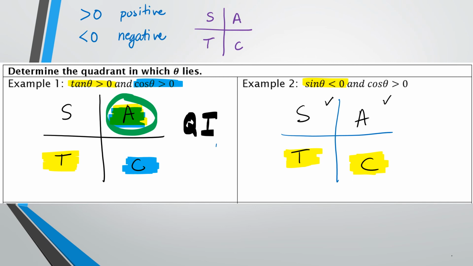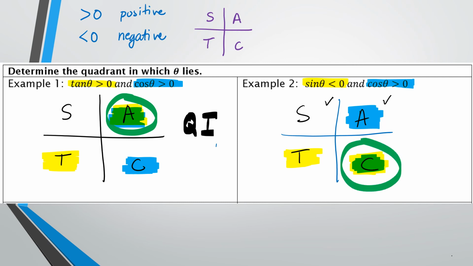Now we're going to do the same thing for cosine. Cosine is positive, so I'm going to highlight the 2 quadrants where cosine is positive. Everything's positive in quadrant 1. And then cosine would be positive in quadrant 4, because that's where the C is. So then my answer would be the quadrant where the 2 things overlap, and that would be in quadrant 4. Oops, I don't want yellow. So I want quadrant 4 as my final answer.